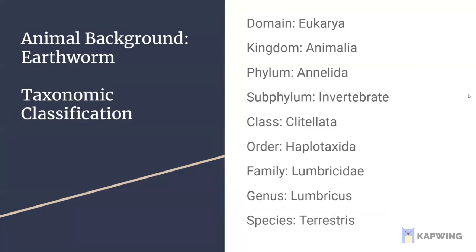Now we will be moving on to earthworms. Earthworms belong to the domain Eukarya, the kingdom Animalia, phylum Annelida, subphylum Invertebrate, class Clitellata, order Haplotaxida, family Lumbricidae, genus Lumbricus, and species terrestris.